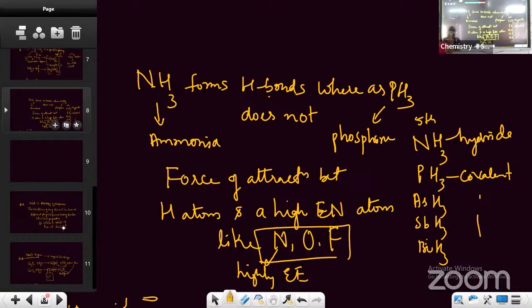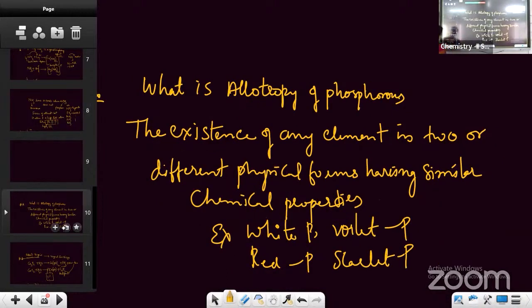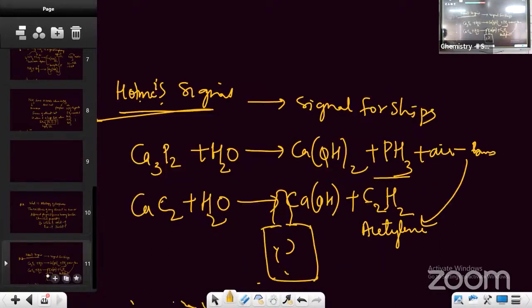Then next we have seen allotropy, right? Existence of an element in two or more different physical forms having similar chemical properties. Example, white phosphorus, violet phosphorus, red and scarlet. Then Holmes signal: calcium carbide, calcium phosphide. पहले आपको phosphine release होगा, that will burn when it comes in contact with the air, and that will light up the acetylene. Okay, thank you. So with this we have completed 15th group elements.